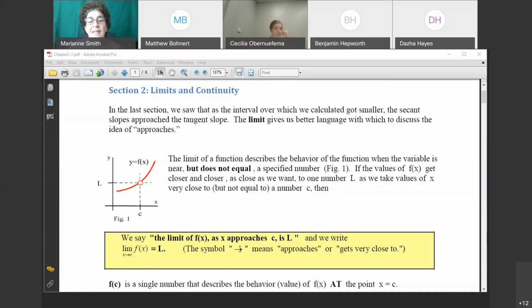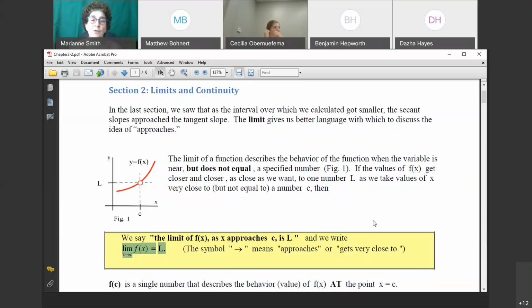The arrow symbol in the limit notation, here's the mathematical notation for a limit. You would read this exactly as the words are up here: the limit of f of x as x approaches c is L. That's exactly the way you read it. So approaches means gets arbitrarily close to.